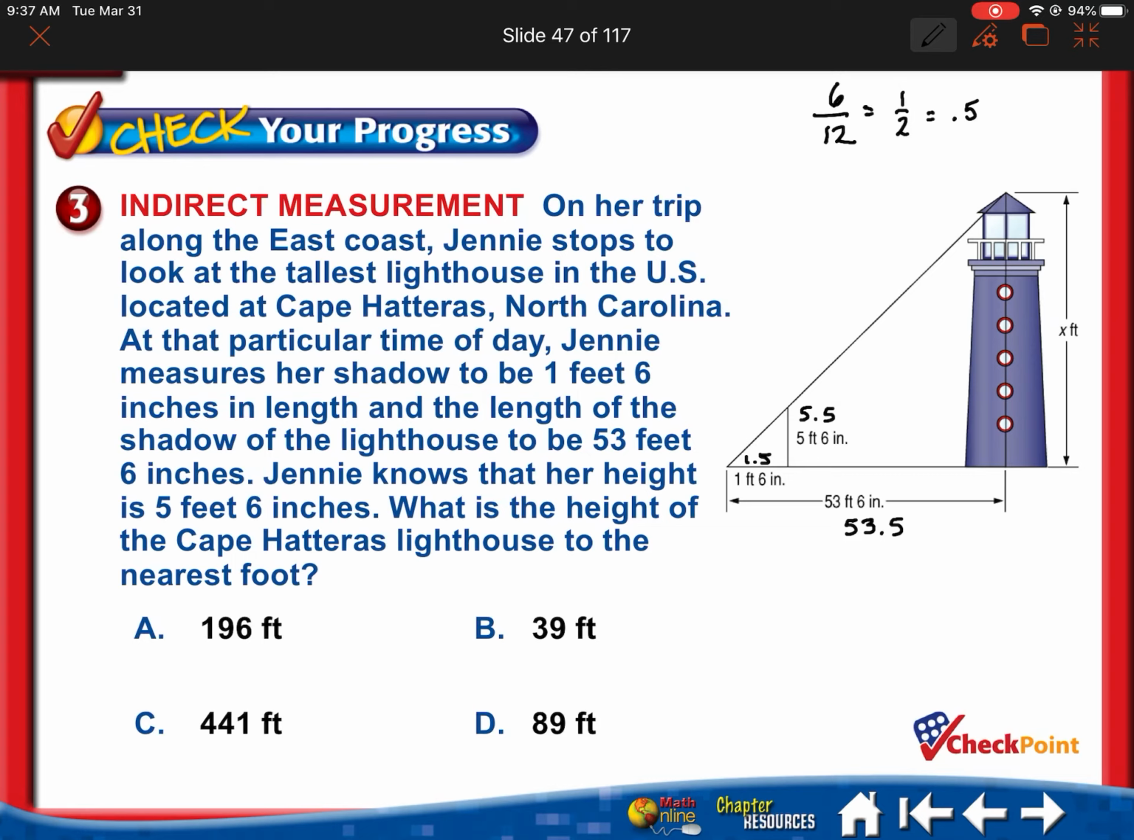All right, so then go ahead and set up your proportions. Remember, there's 4 different ways to set it up. So I'm going to do x over 53.5 equals 5.5 over 1.5. Right? If we go and cross multiply, I get 1.5x is equal to 53.5 times 5.5. That's 294.25. Divide both sides by 1.5.